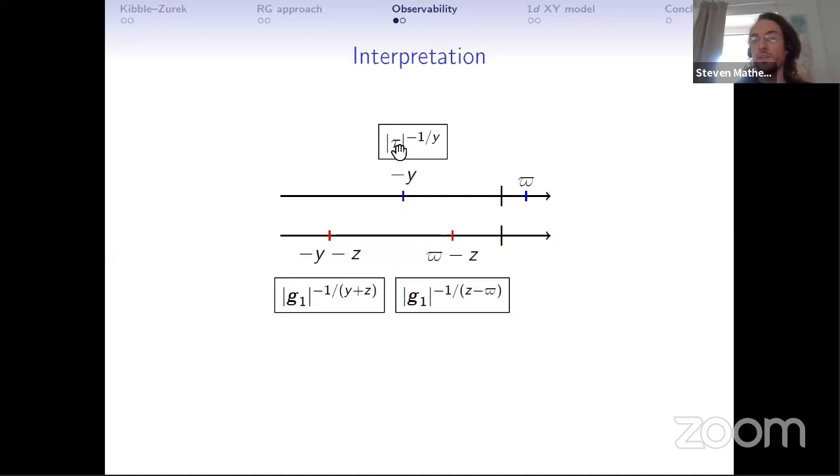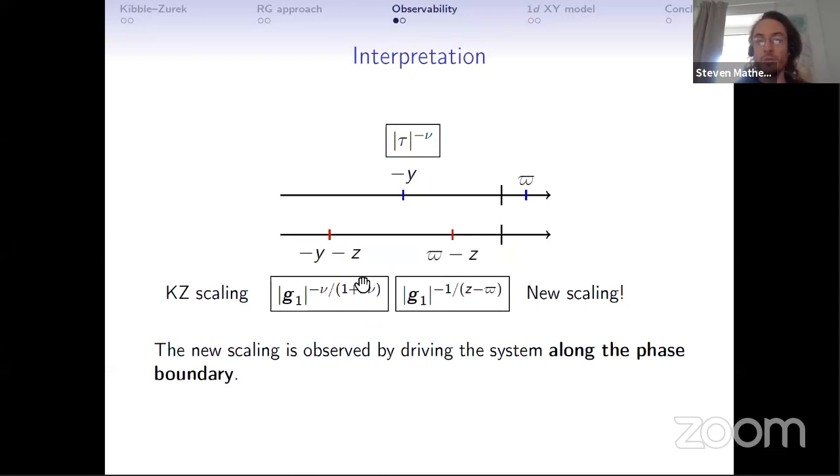And you see that if I send tau to 0, then I get a diverging correlation length, so that this 1 over y exponent must be nu. It's the divergence of the correlation length as we send T to T_c. And simply inserting y is 1 over nu down there, we recover the usual Kibble-Zurek scaling. So this is good. It tells us that this RG approach produces sensible results.